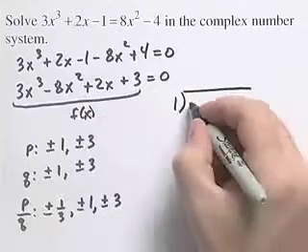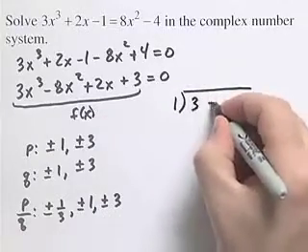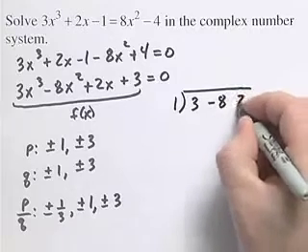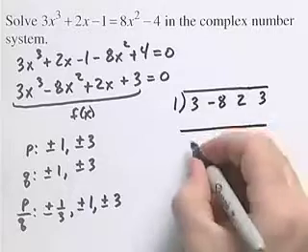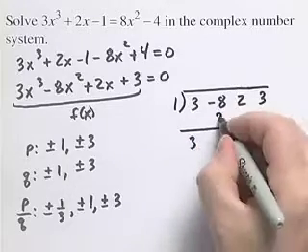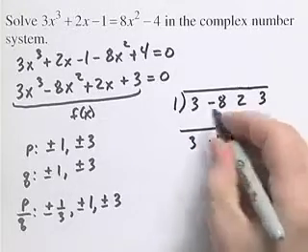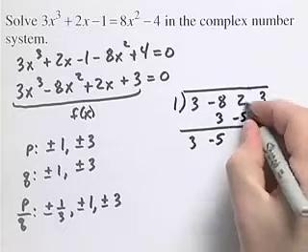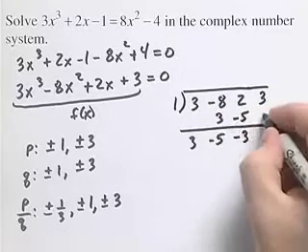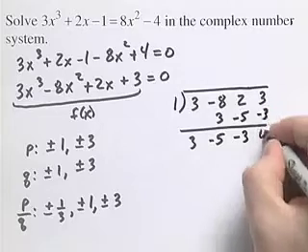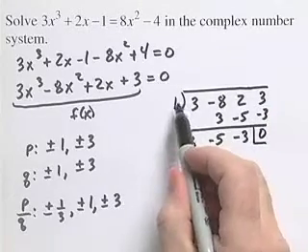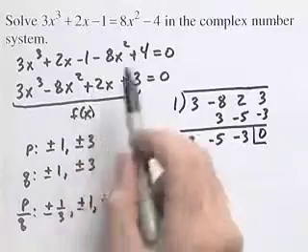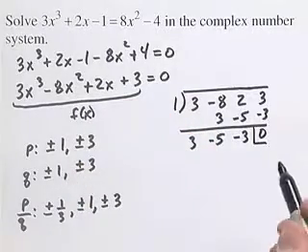We list our coefficients for f of x: 3, negative 8, 2, 3. Drop down the 3, multiply and add to get negative 5, multiply and add to get negative 3, multiply and add to get 0. Now the remainder is 0, which tells us that 1 is a 0 of f of x, which means it's a solution to this equation.